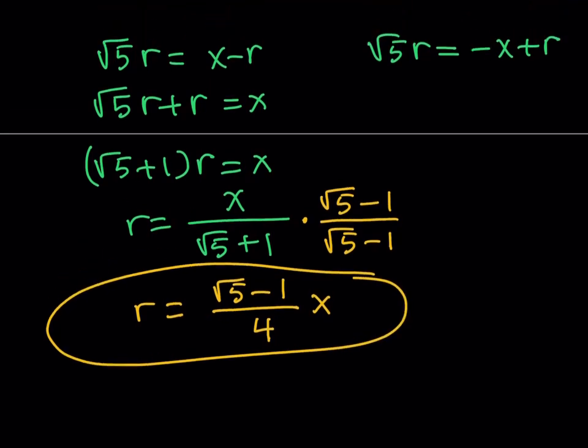If you go ahead and use the other solution, of course, you want to make the x positive, then you would get something like r minus root 5 r. But notice that root 5 r is greater than r, so you're going to be getting a negative quantity. So that solution will be rejected. Therefore, we come to the end of this video.